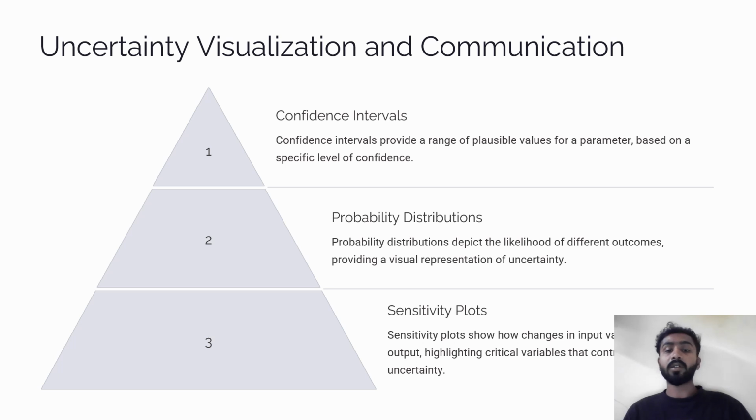Uncertainty visualization and communication. Confidence intervals, probability distributions, and sensitivity plots. Confidence intervals provide a range of possible values for a parameter based on a specific level of confidence. And probability distributions depict the likelihood of different outcomes, providing a visual representation of uncertainty.